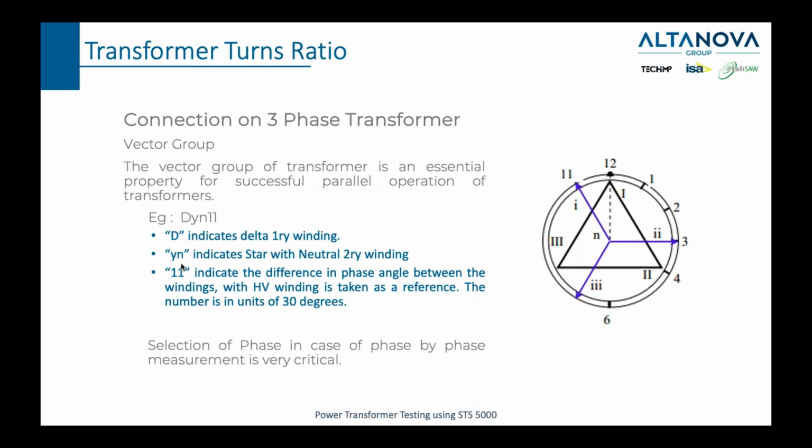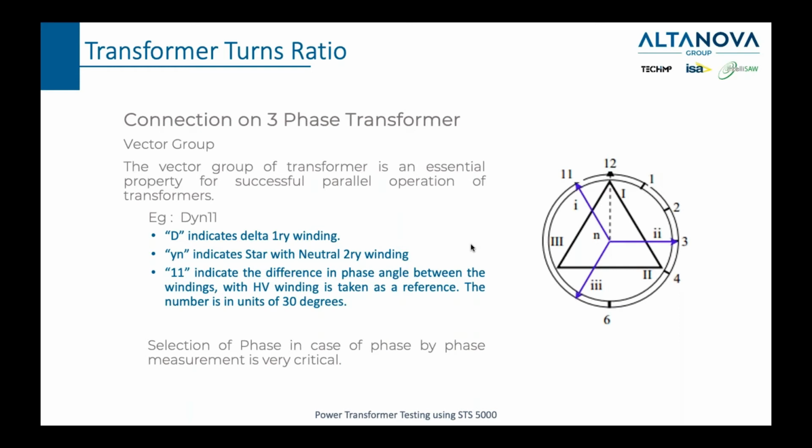And because it is taken into consideration like a clock, so you can see this is like a clock, 12 o'clock, 1 o'clock, 2 o'clock, 6 o'clock, 9 o'clock, etc. Every 30 degrees is 1 o'clock. So if we say DYN11, it means that the phase shift between the primary and the secondary side is 11 times 30, which is 330 degrees. So the secondary side voltage is lagging 330 degrees in respect to the primary side voltage.